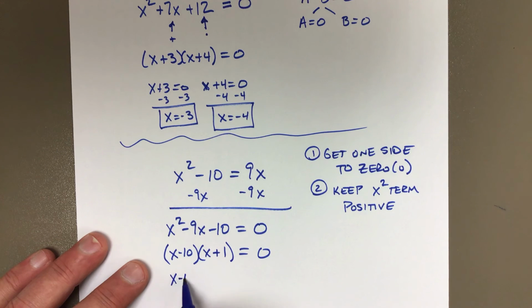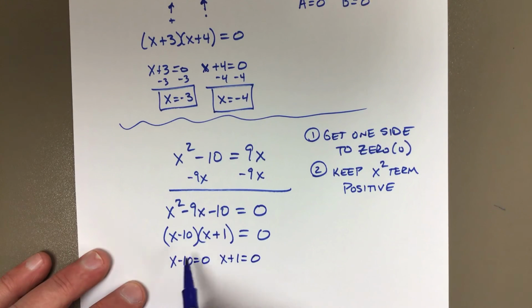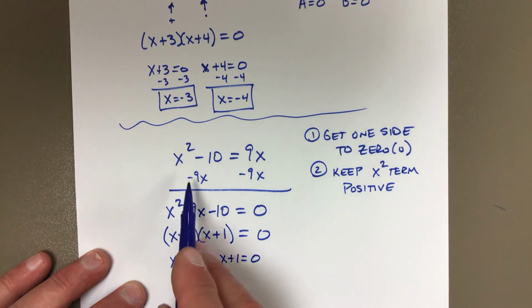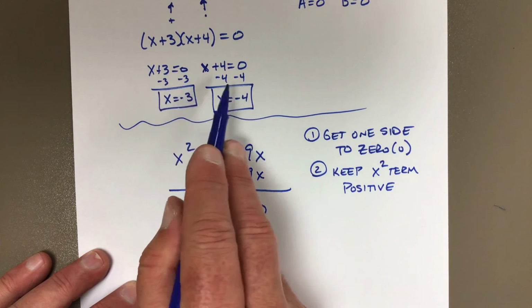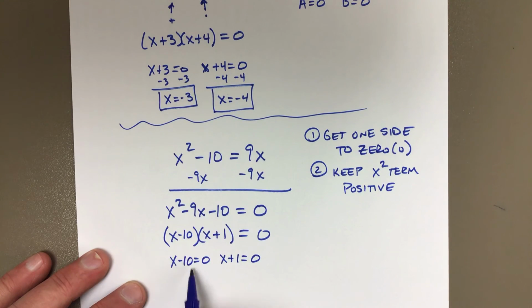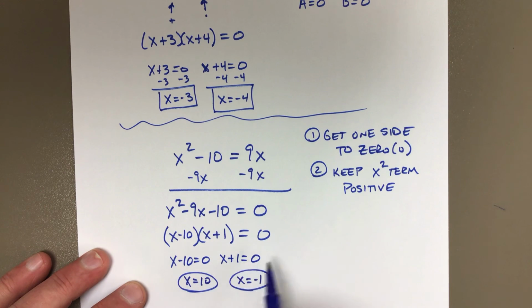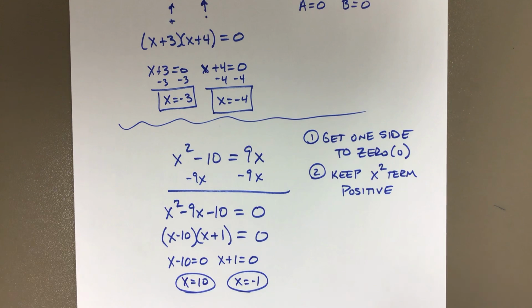So we would say x minus 10 is equal to 0, x plus 1 equals 0. Now, some of you out there will be able to see that you don't have to do this little step here. You can just do the opposite of it here. This would be x equals 10, and this would be x equals negative 1, because negative 1 plus 1 is 0, and 10 minus 10 is 0. All right, so that's all we can do for right now.